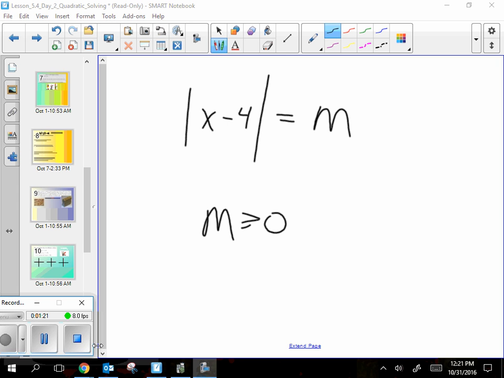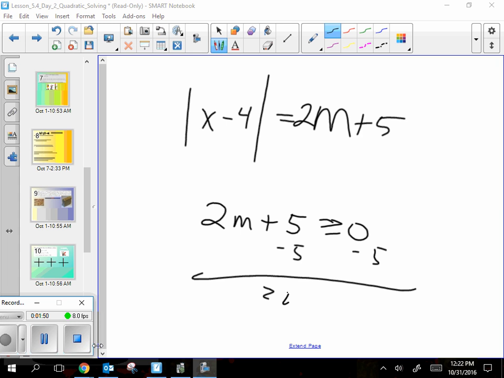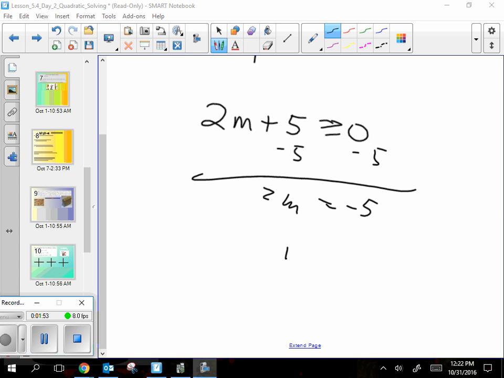Okay, awesome. So what if I said this is 2m plus 5? Then what equation could you write? Exactly. Solve that. Negative 2.5. Raise your hand if you got that one right. Okay, good.